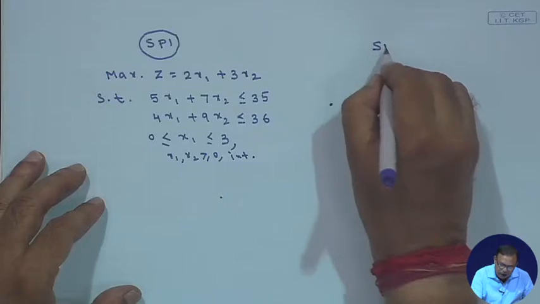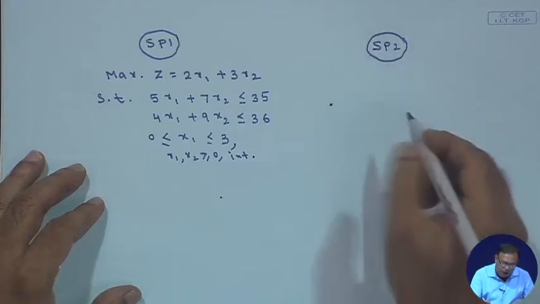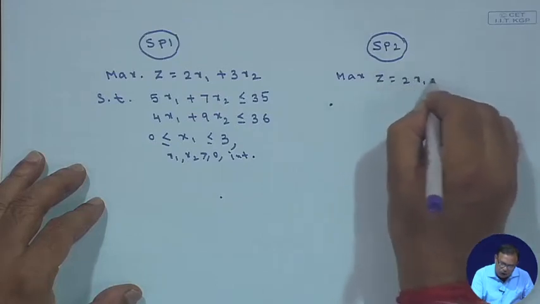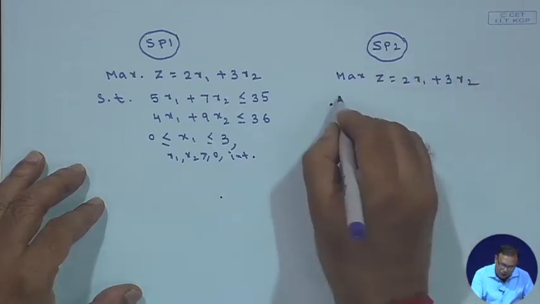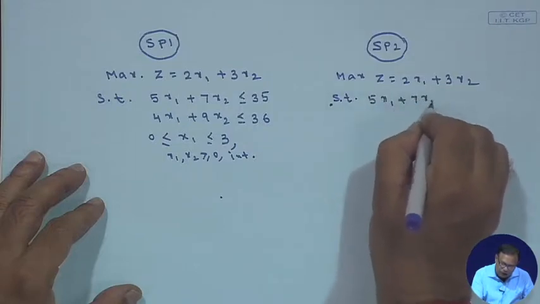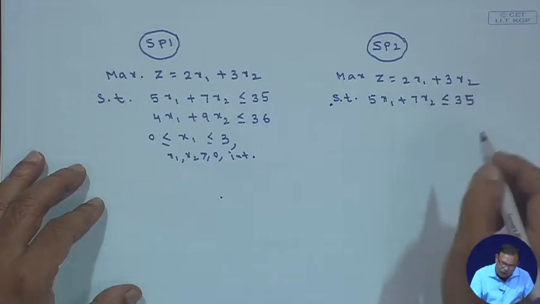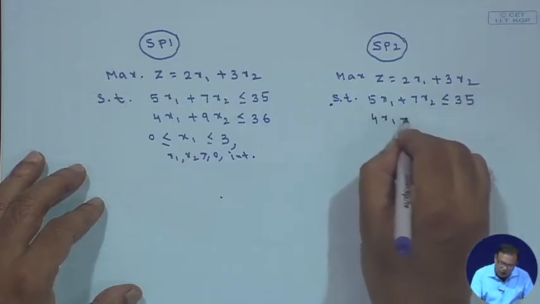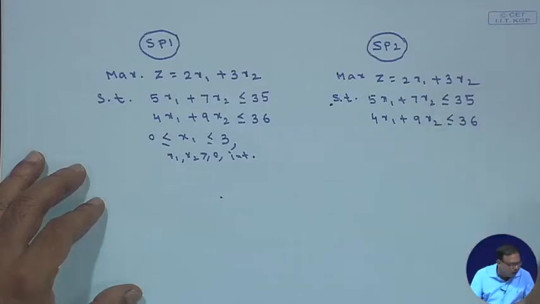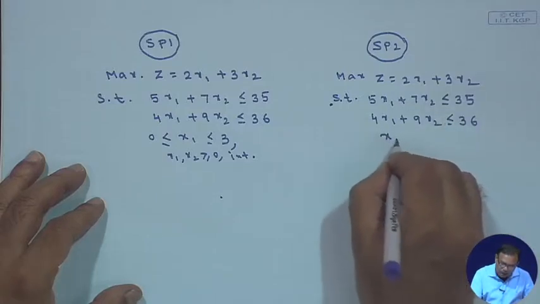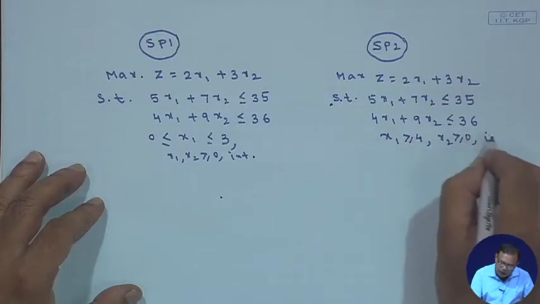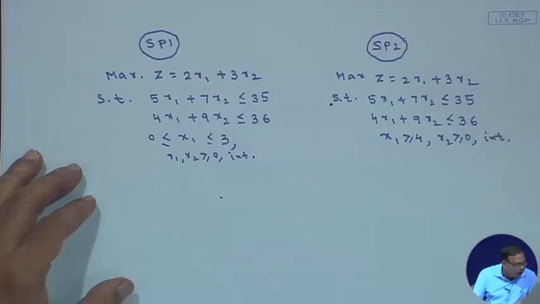Similarly, SP2 will be: maximize Z equals 2x1 plus 3x2 subject to 5x1 plus 7x2 less than or equal to 35. The first two constraints remain the same, the second one being 4x1 plus 9x2 less than or equal to 36, x1 greater than or equal to 4, x2 greater than or equal to 0, and both variables should be integers.